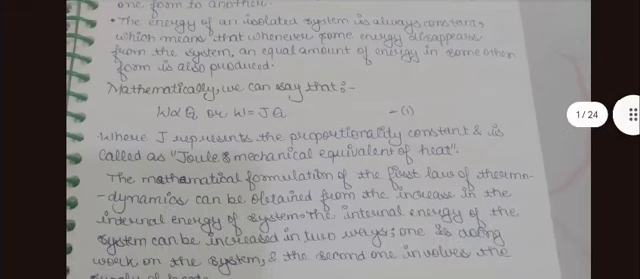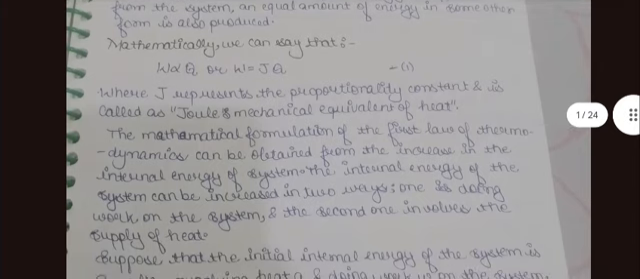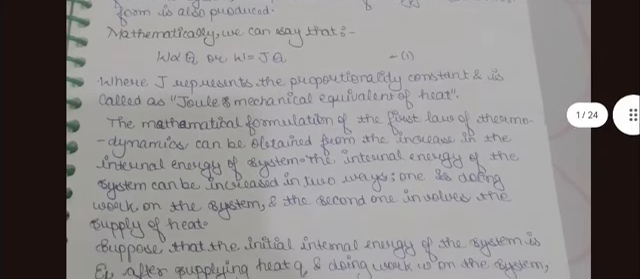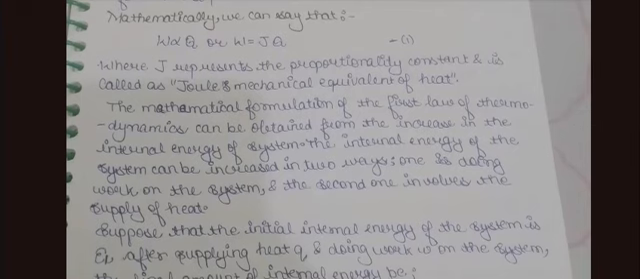Mathematically, we can say that W is directly proportional to Q, or W equals J times Q, where J represents the proportionality constant and is called Joule's mechanical equivalent of heat.